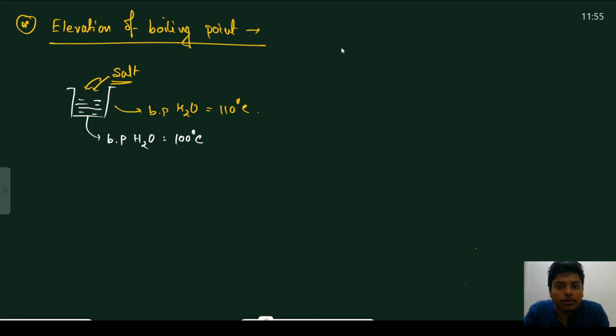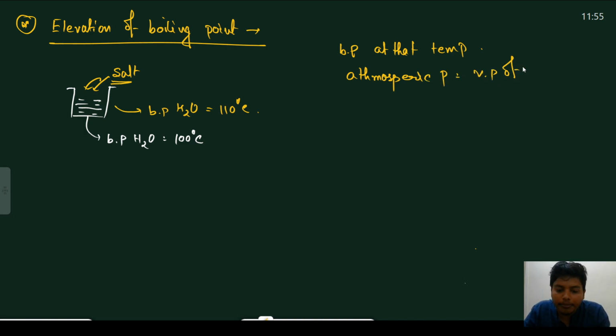First of all, I already told you what boiling point is. Boiling point means the temperature at which atmospheric pressure is equal to the vapor pressure of the solvent, or the vapor pressure of the solution.